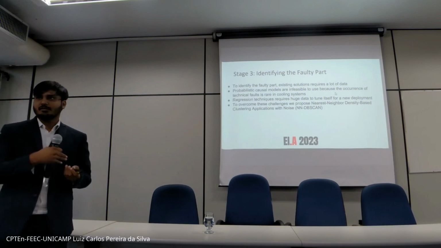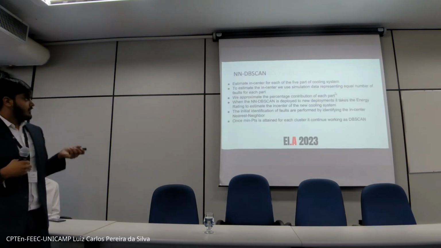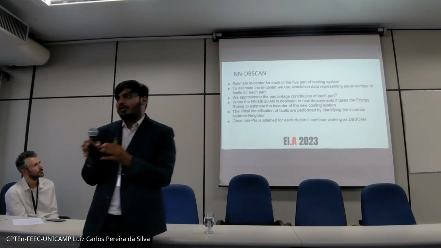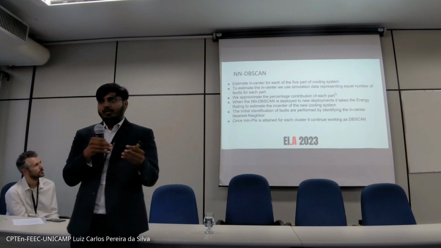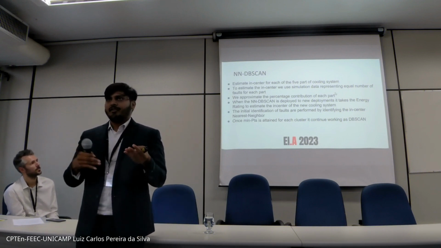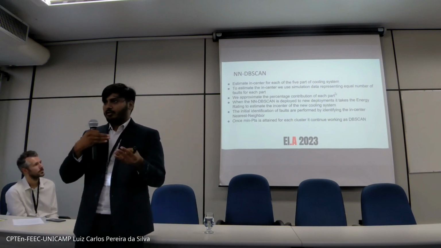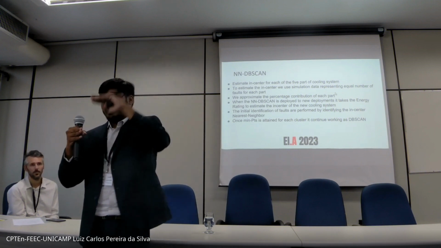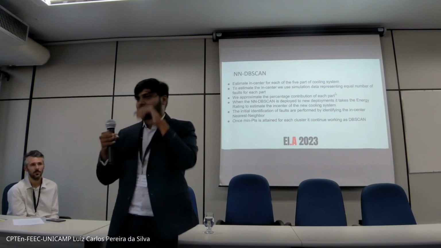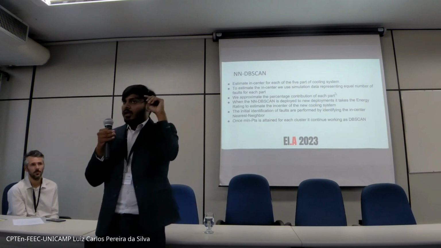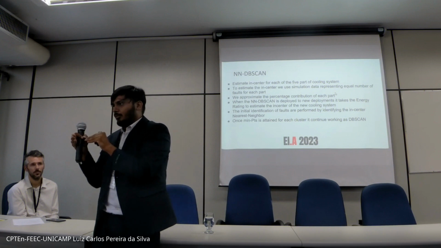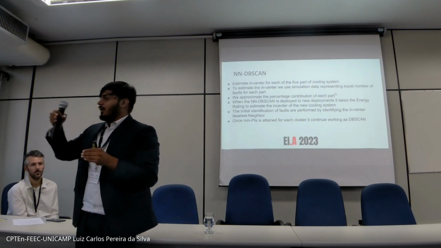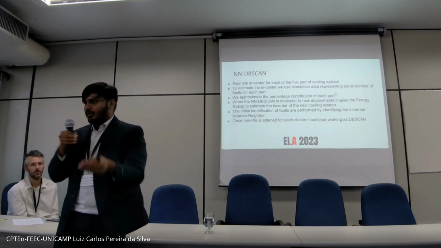It's a modified version of the DBSCAN algorithm. So I will discuss what we do here. We estimate the in-center of each of the 5 components of the cooling system. We use the EnergyPlus simulator, where we model each anomaly for the cooling system. Then we estimate the in-center of each particular component, and calculate the percentage contribution of each component. That percentage contribution comes out to be the in-center of our new air conditioner where we want to deploy our solution.